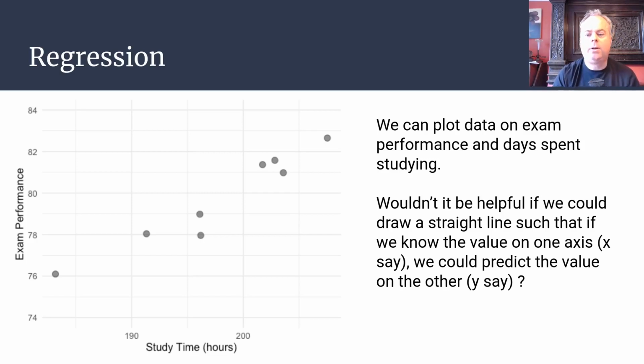So let's get back to our regression example. Here's a simpler version of our data set. I think there are 8 participants, where for each participant we've got a measure of study time in hours and exam performance. So we can plot data corresponding to these 2 variables for 8 participants. And wouldn't it be great if we could actually draw a straight line through the data points, such that if we knew the value on one axis, we could predict the value on the other axis, say. So imagine there was a perfect relationship between these 2 variables.